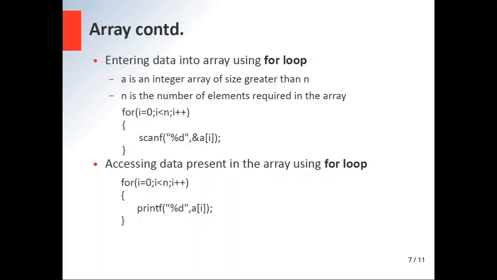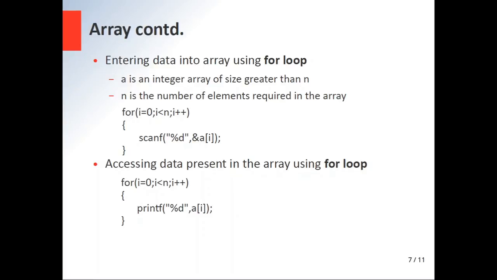The index positions start from 0 to n minus 1. So in the for, we'll mention I equal to 0, starting at 0, then I less than n. That's the condition to check, and we increment the value of the counter. For reading the array, we have to use the scanf function, and inside the square bracket we give the counter as the index value. So the value of I varies from 0 to n minus 1.